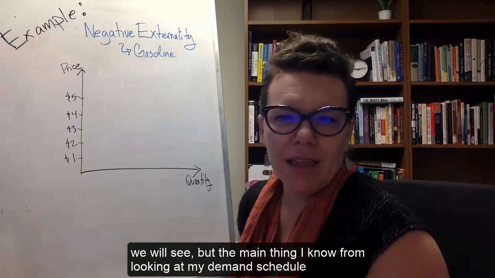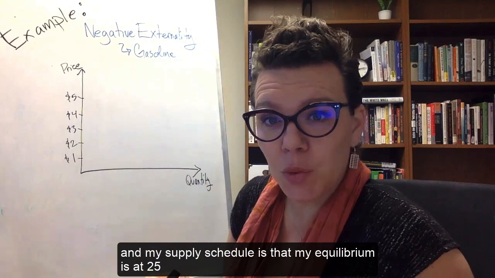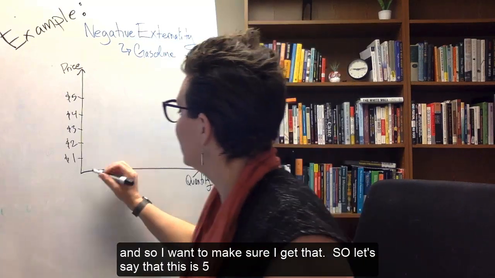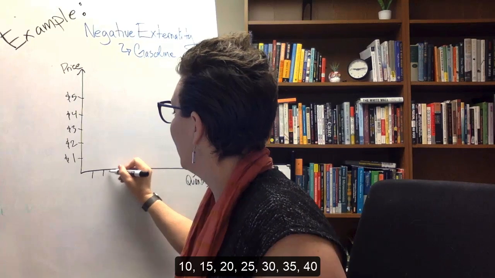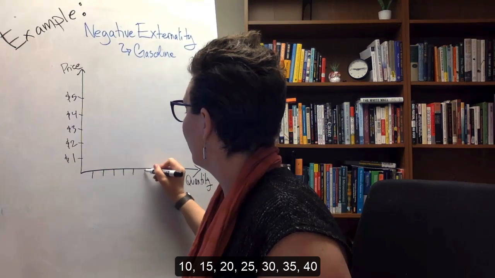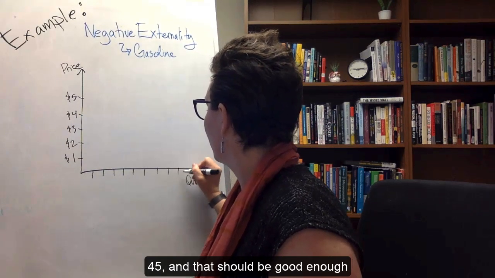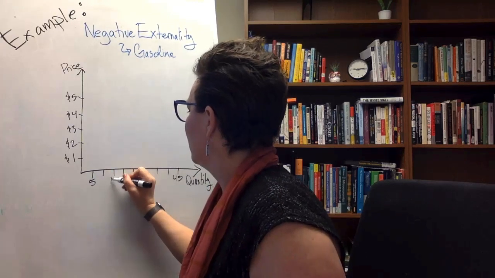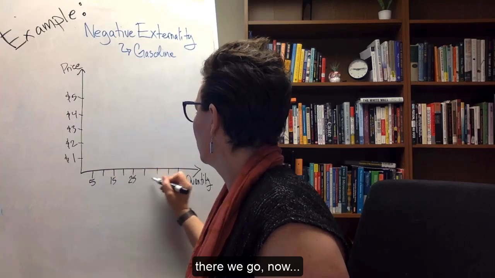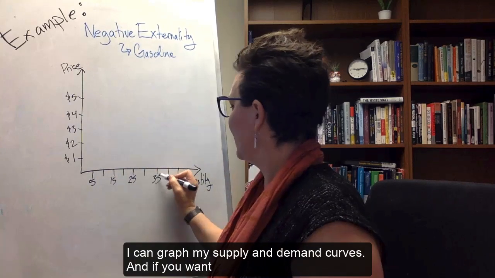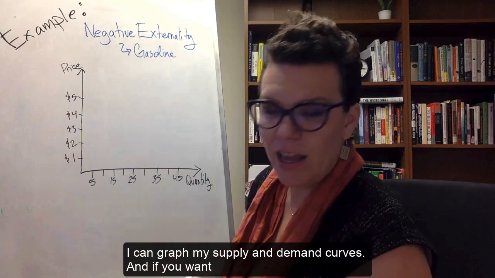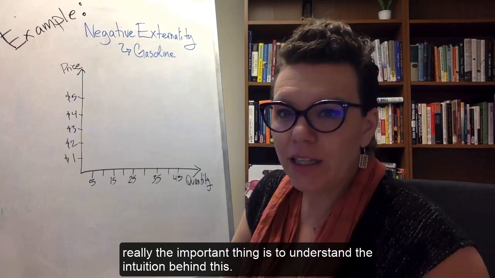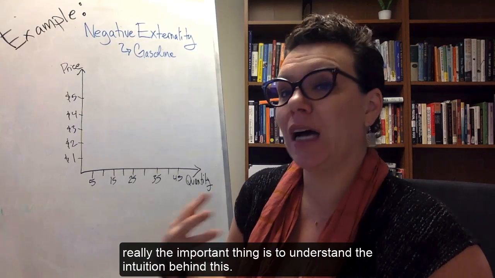But the main thing I know from looking at my demand schedule and my supply schedule is that my equilibrium is at 25. And so I want to make sure I include that. So let's say this is 5, 10, 15, 20, 25, 30, 35, 40, 45. That should be good enough. There we go. Now I can graph my supply and demand curves. And if you want, you can do this as precisely or as casually as you like. Really, the important thing is to understand the intuition behind this.